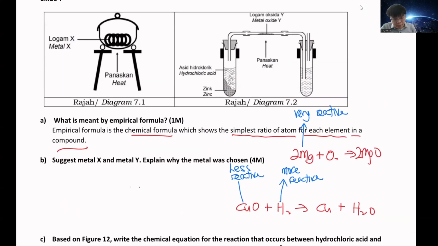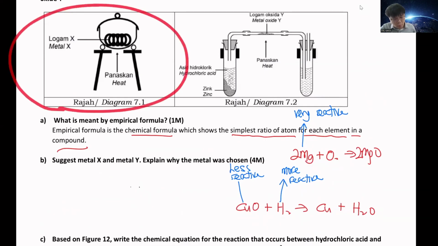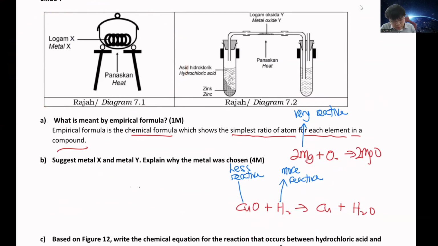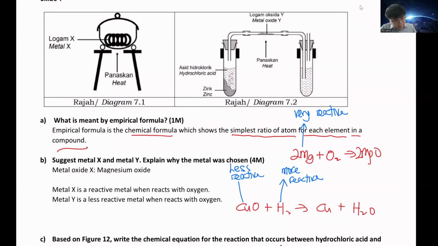So for the experiment, method number 1 is originally for magnesium that burns with oxygen to form magnesium oxide. Okay, so you can write the first method is magnesium oxide. So why do we choose this method? Because magnesium is a very reactive metal. Magnesium is a reactive metal that will easily react with oxygen to form magnesium oxide. So the reason we chose this method is because magnesium is a more reactive metal.